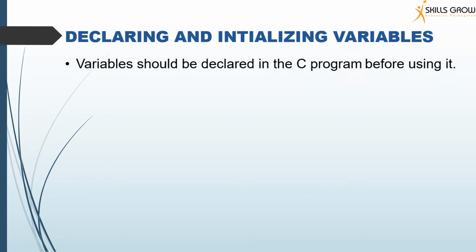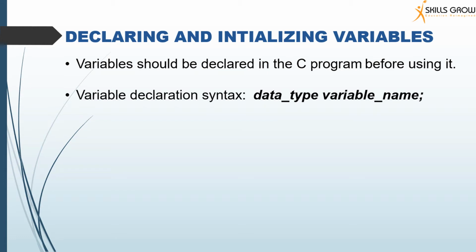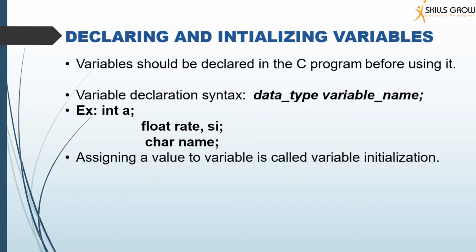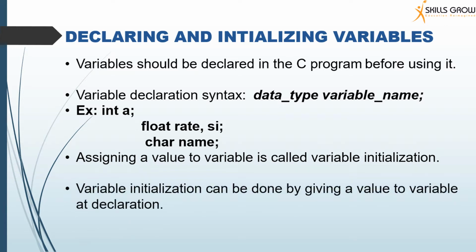Our next topic, declaring and initializing variables. Variables must be declared in the C program before using them. Variables can be declared by writing data type first, followed by a variable name. Example, int a, float rate, si and char name. Assigning a value to a variable is called variable initialization. Variable initialization can be done by giving a value to the variable at declaration. Example, int a = 1 and float rate = 8.5.